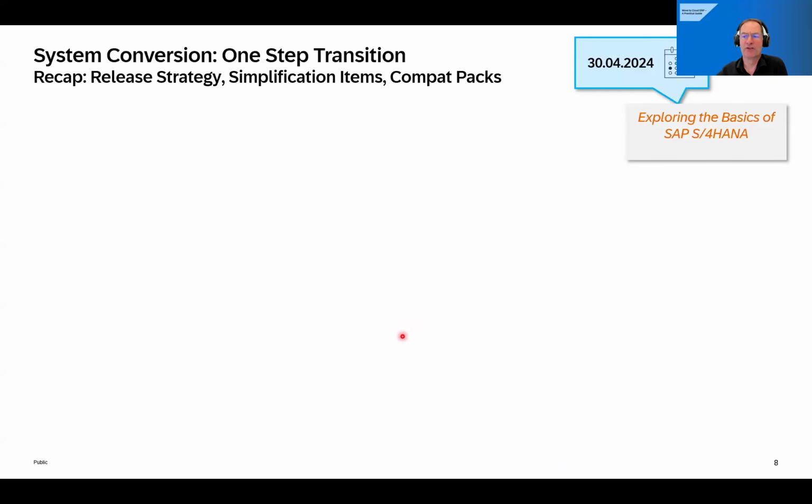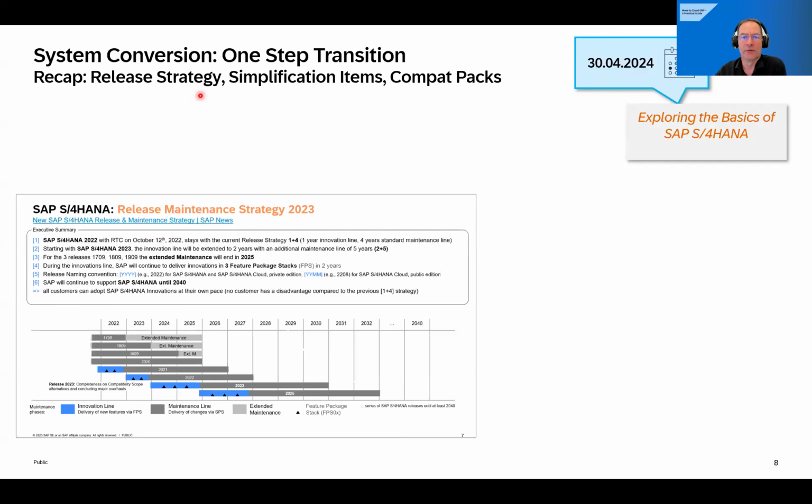Now, a short repetition of what was already laid out in the session called Exploring the Basics of SAP S/4HANA. The session took place this year, end of April, and is concerning the release strategy, first of all. Concerning the release strategy, we had a major release each year, but now we switched to a 2-year cycle. The next major release will be 2025. And in between, we have what we call feature package stacks. You see those little triangles there, feature package stacks. That's a repetition on the release strategy.